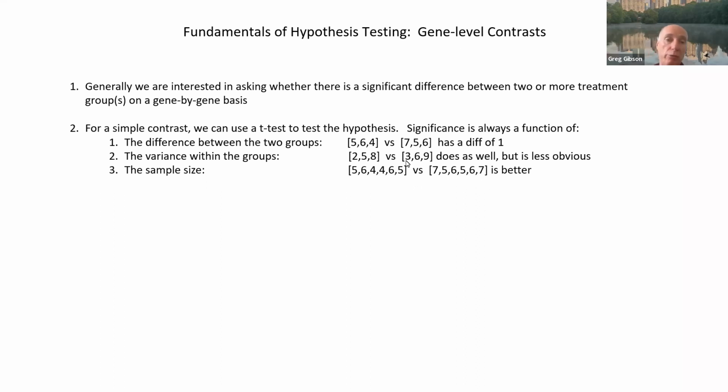So those are the 3 things that matter: what's the difference between the groups, what's the variance within the groups, and what's the sample size I'm looking at.